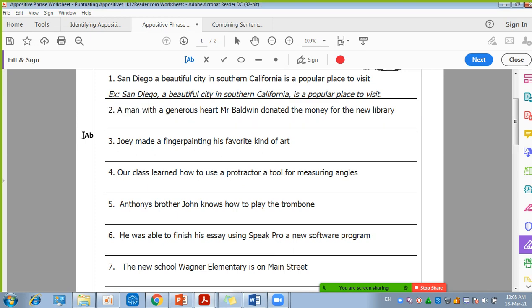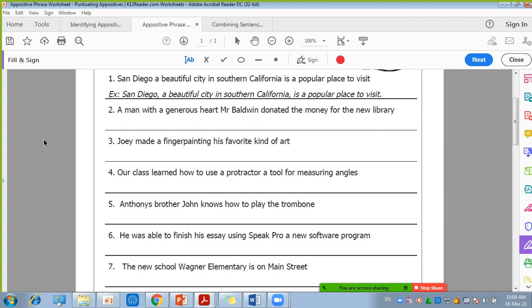Now the second one. A man with a generous heart, Mr. Baldwin, donated the money for the new library. If it needs a comma, where should we put it, or it doesn't need a comma? With a generous heart. A man with a generous heart. You mean put commas before with and after heart?